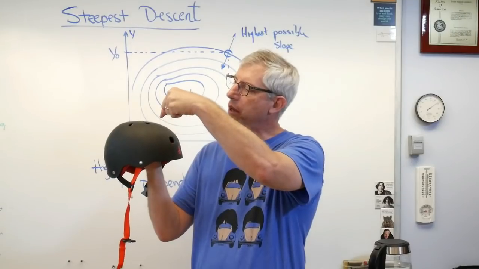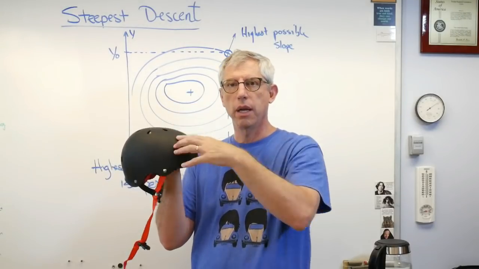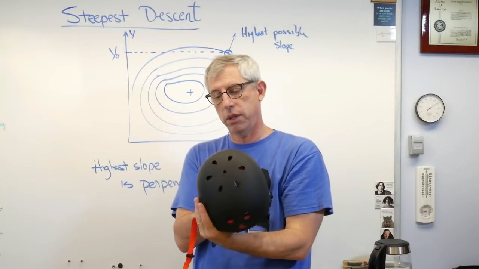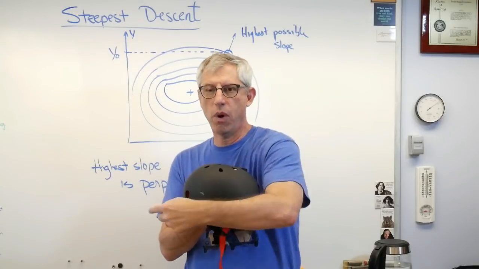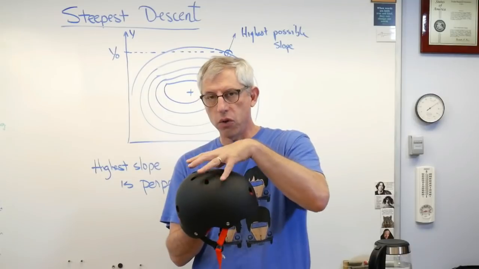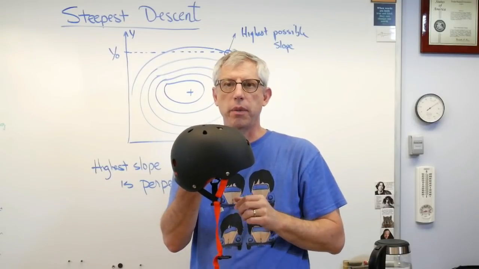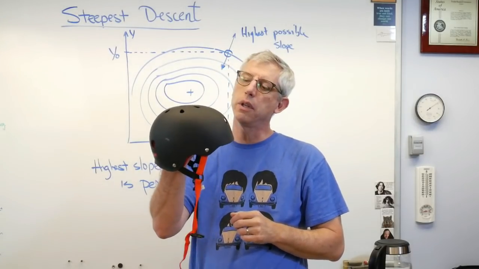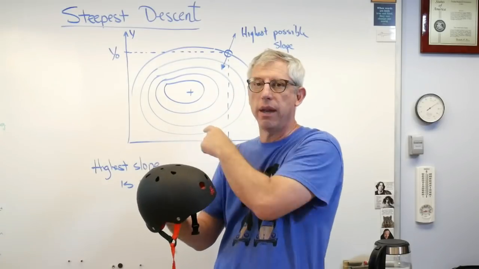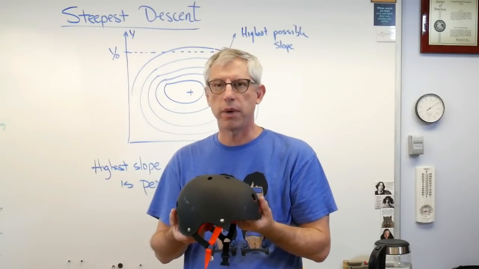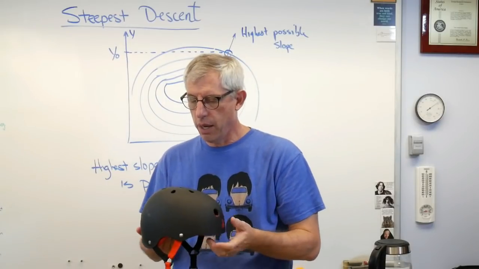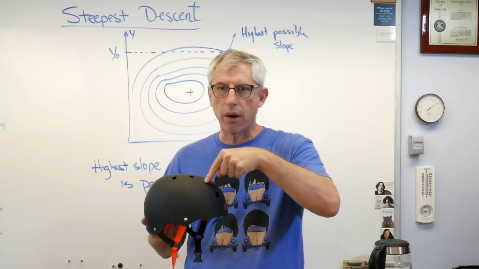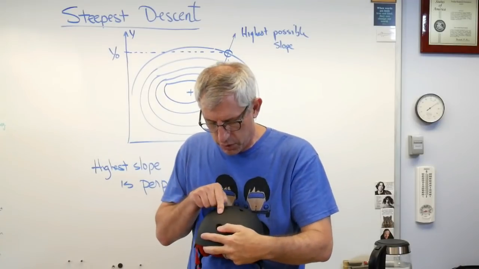So let's find a point on this helmet, maybe right there. Okay, this thing is a curve. It's three-dimensional. If I know where I am in X and Y, I can figure out a Z if I knew the equation that described the shape of this helmet. So you can consider this a surface in 3D just like that. In fact, if I did enough measurements, I could make a contour plot of this and it would look kind of like that. If I say I'm right there on this helmet, what's the slope?